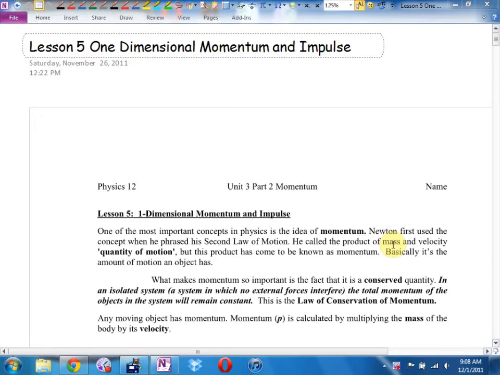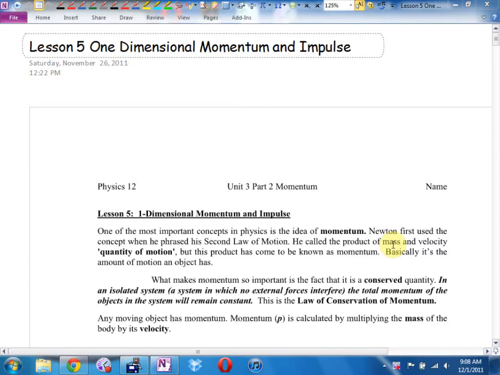There's a reason why we combine these in one unit. Energy is conserved. Momentum, as you're going to find out in a couple of days, is also conserved. We call this the conservation unit. Let's talk about what momentum is. So it's lesson five because it continues after lesson four.